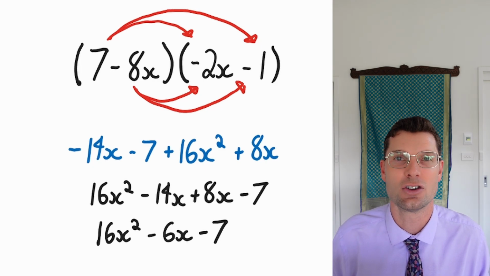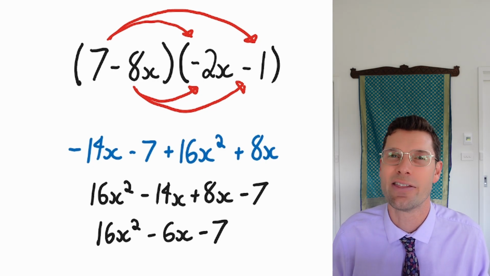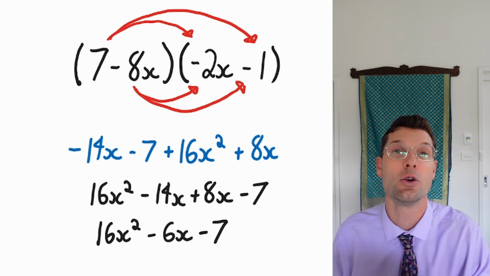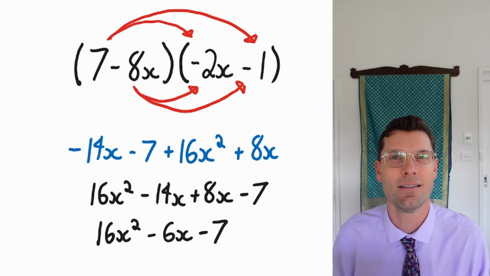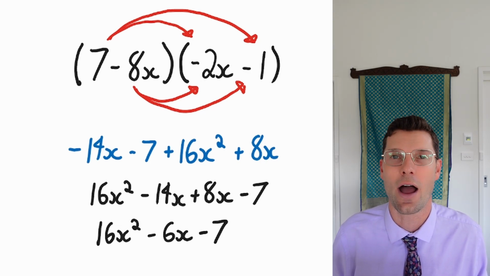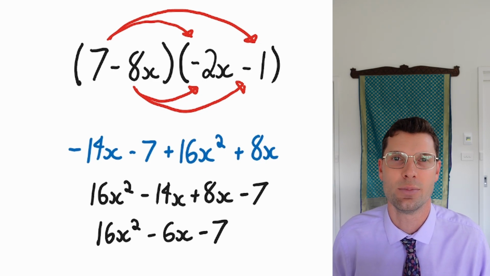So again, just making sure for these questions, use the arrows. I think they're really helpful just to make sure that you are multiplying every single term that you can. And always remember to collect your like terms afterwards in order to fully simplify the question.